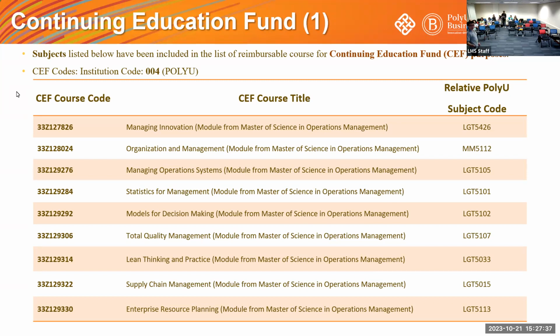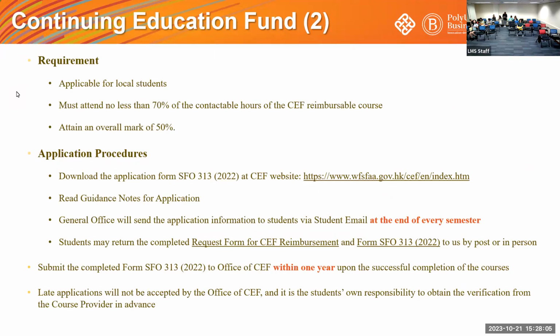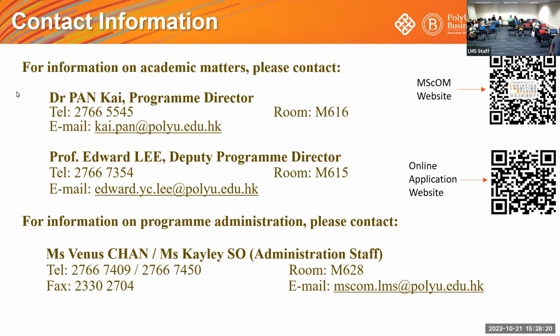And if you are a local applicant holding Hong Kong permanent residency, you can also apply for the Continuing Education Fund, for courses like Managing Innovation and Statistics for Management. These are courses in our program. You can apply for partial tuition fee reimbursement from the government. Obviously you need to satisfy certain requirements: for local students, you attend most of the courses and have a very good score, and then you can get the reimbursement.